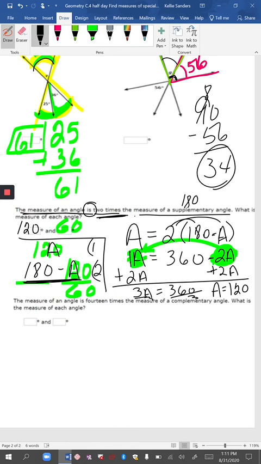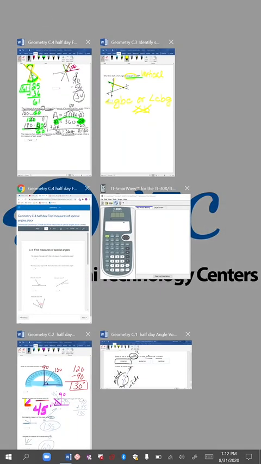Last one. The measure of an angle is 14 times the measure of a complementary angle. What is the measure of each angle?